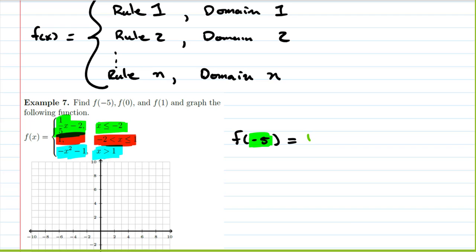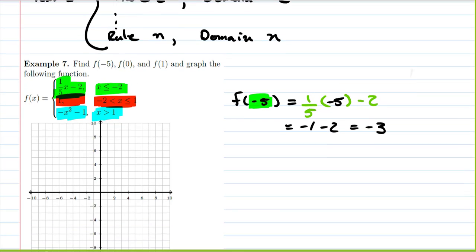So negative 5 belongs in the green domain, which then means we are going to put negative 5 into the green rule. So 1/5 times negative 5 take away 2. And then we simplify. So 1/5 times negative 5 is negative 1, minus 2 gives us negative 3. So f of negative 5 would be negative 3.